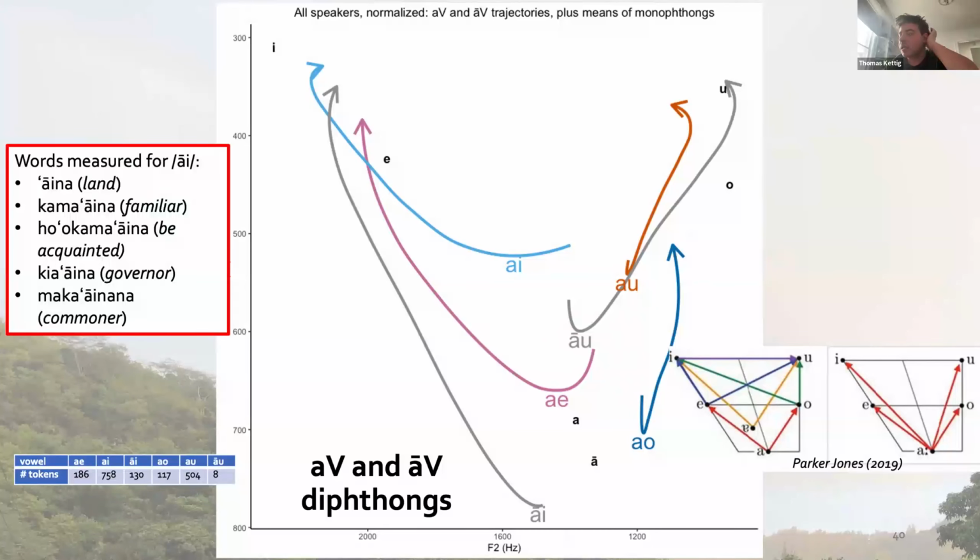And for the ai class, I was measuring words that all of the ai words in my corpus have this aina root. So the word for land, aina. The word for kamaaina, if you've ever been to Hawaii, it means a local. So you often see kamaaina discounts at stores there. So to be familiar, to be local to a place, child of the land is literally. Ho'okamaaina, to become acquainted. Kiaaina, a governor. Makaainana, a commoner. These are all aina-based words.